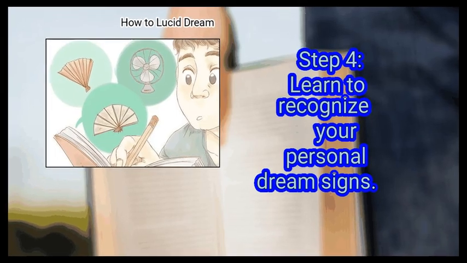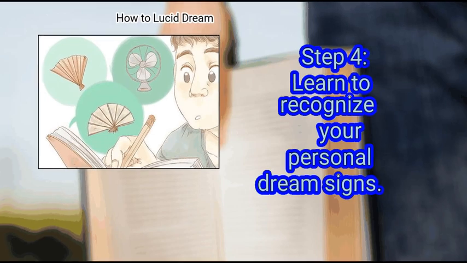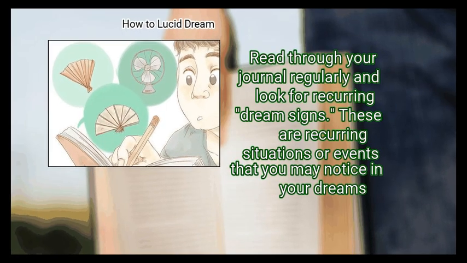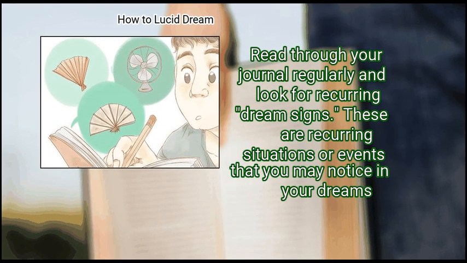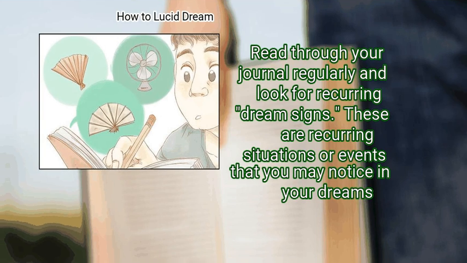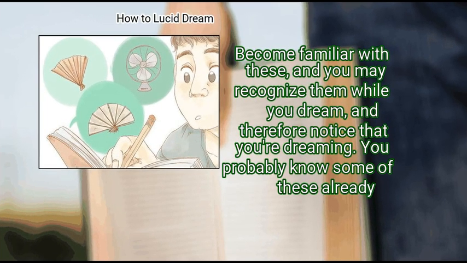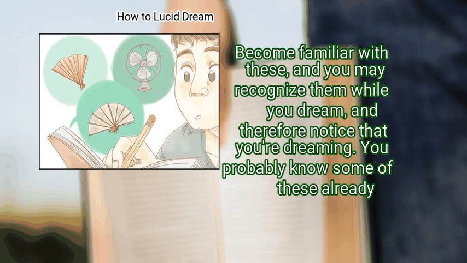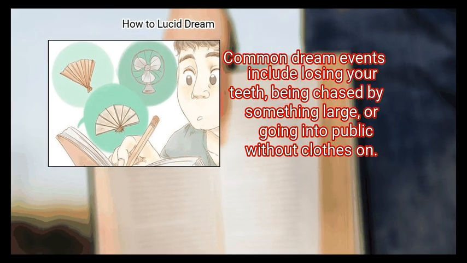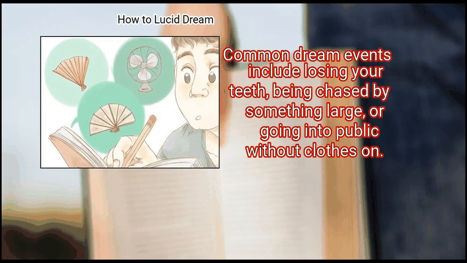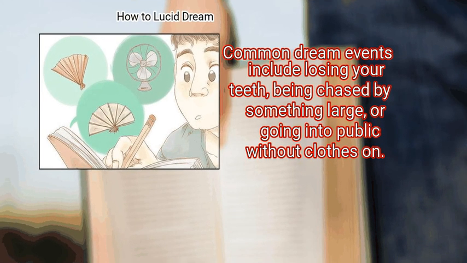Step 4. Learn to recognize your personal dream signs. Read through your journal regularly and look for recurring dream signs. These are recurring situations or events that you may notice in your dreams. Become familiar with these, and you may recognize them while you dream, and therefore notice that you're dreaming. You probably know some of these already. Common dream events include losing your teeth, being chased by something large, or going into public without clothes on.